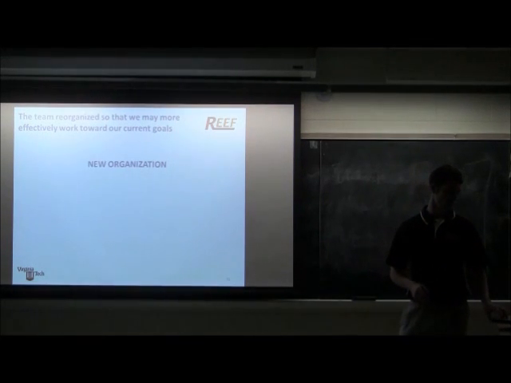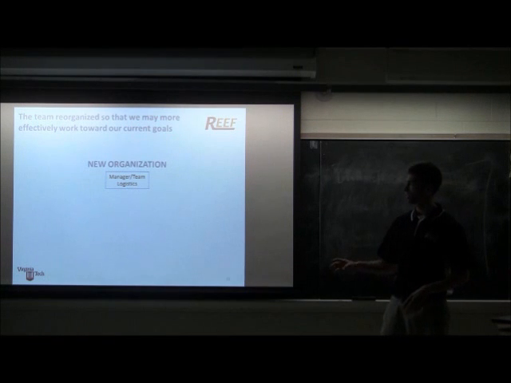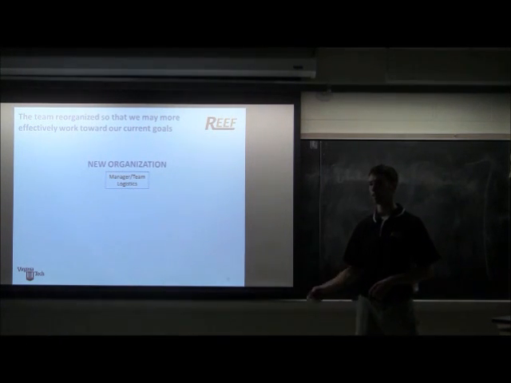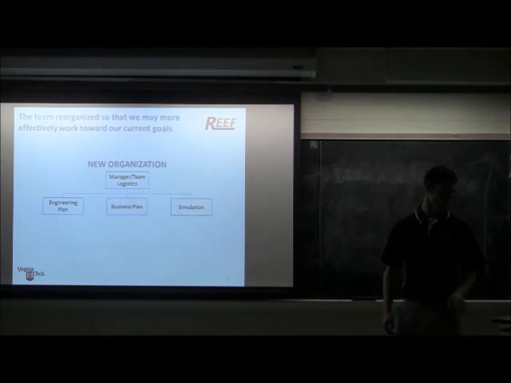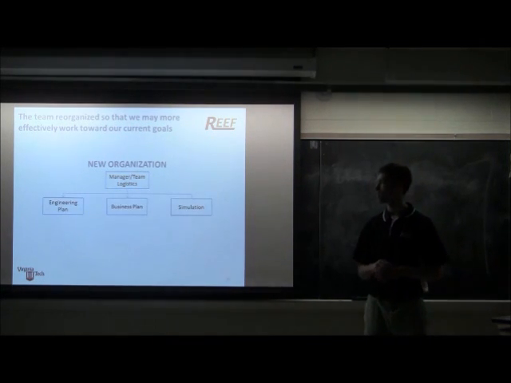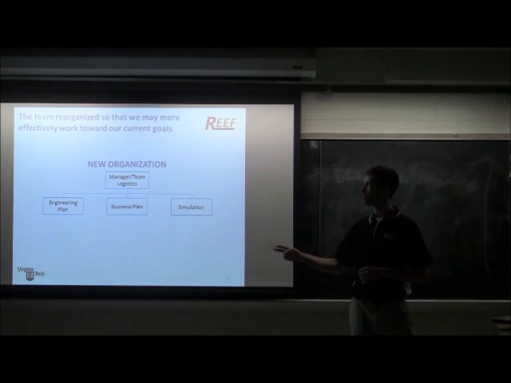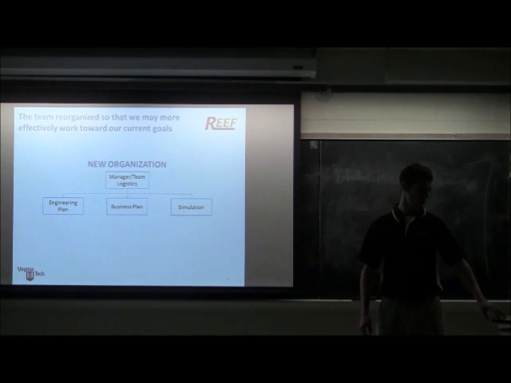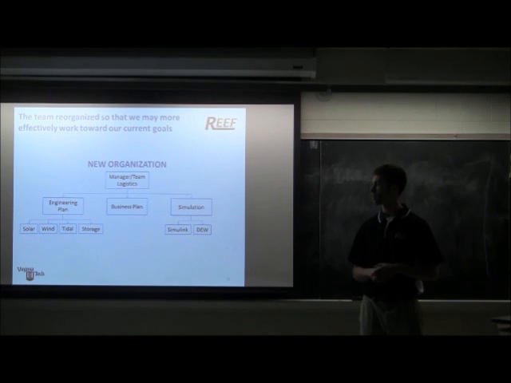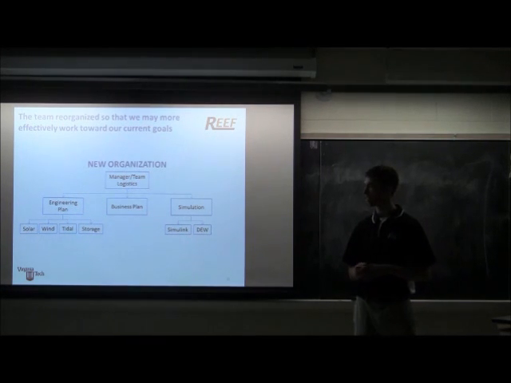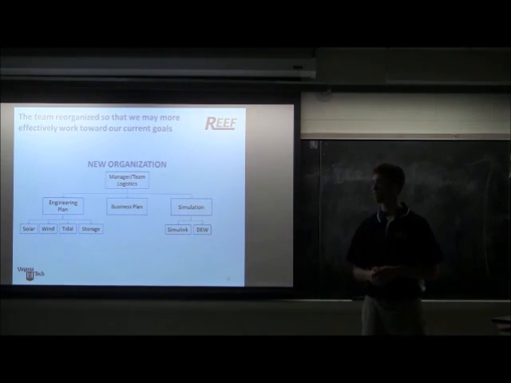So we reorganized in such a way that we have a manager and team logistics team at the top. They maintain that Gantt chart and just keep us on schedule and coordinate our efforts. Below them we've split the rest of the team's efforts towards addressing the three deliverables of the engineering plan, the business plan, and the simulation. Those are further broken down. As you can see here, the engineering plan is broken down according to the components of our system architecture: solar, wind, tidal, and storage. And simulation is similarly broken down in terms of the two simulation softwares that we will be using.